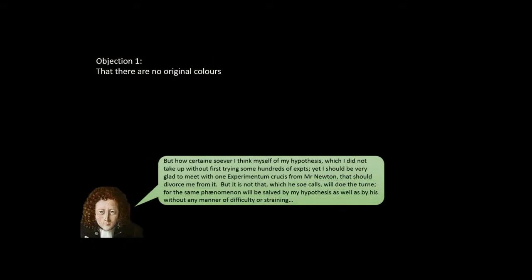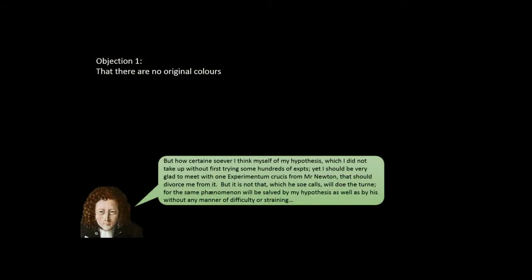Okay, so what I'm going to do is pick out just 2 of the key objections that Hooke raises, and we'll look at how those go. Okay, so the first objection that Hooke raises is that there are no original colours. So colour is not an inherent property of light. Okay, so here's what Hooke says.